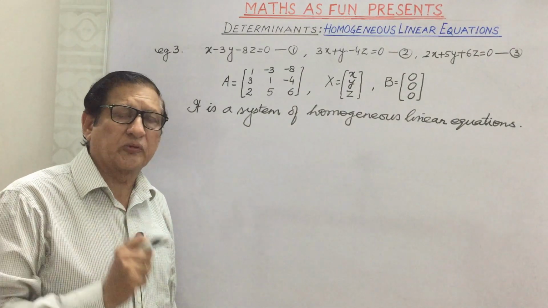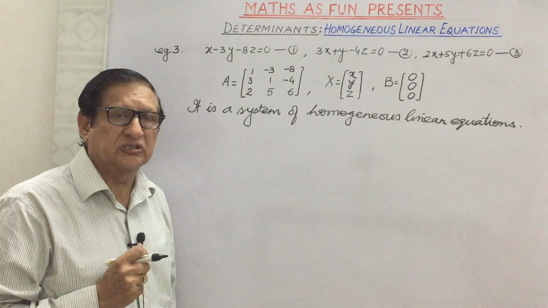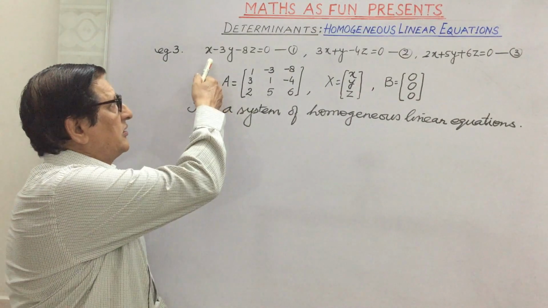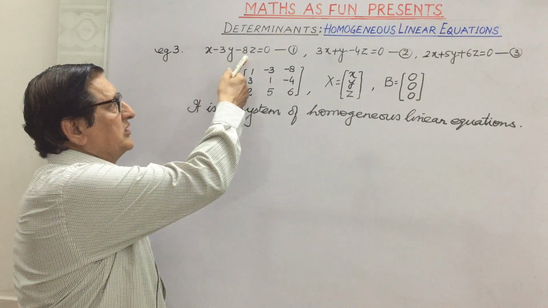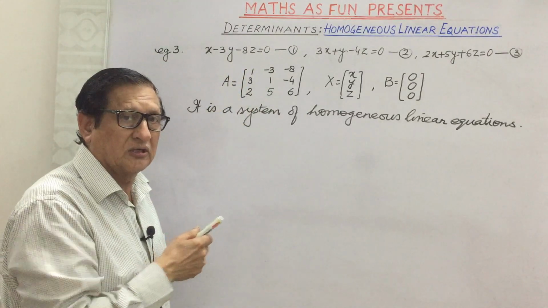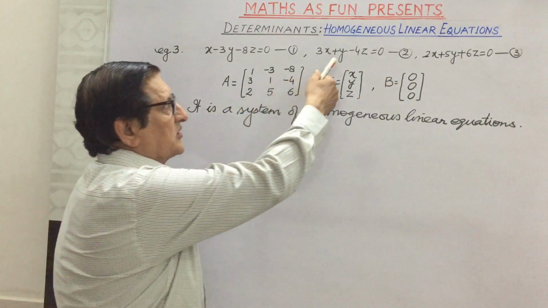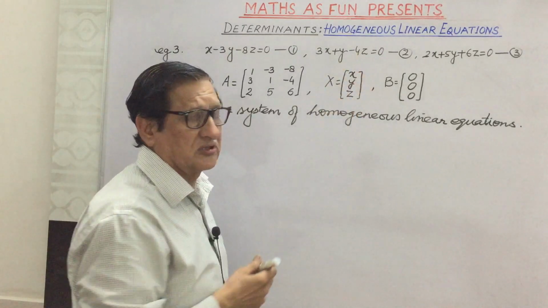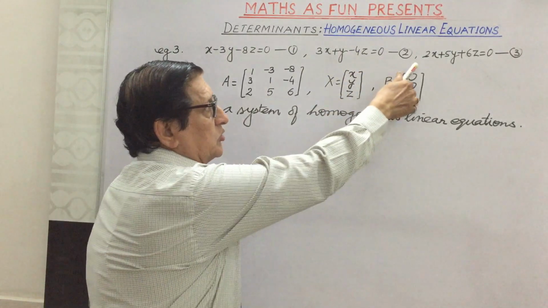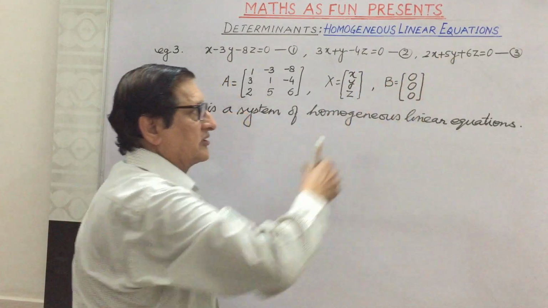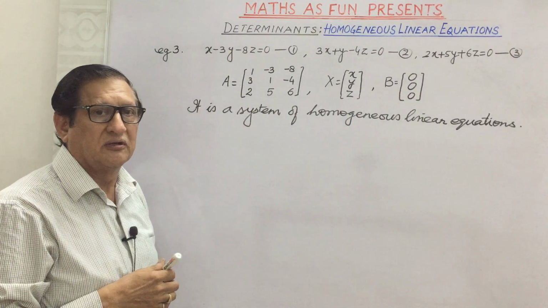We discuss one more problem on the homogeneous linear equations, and the equations here are x minus 3y minus 8z equal to 0 is the first equation. 3x plus y minus 4z equal to 0 is the second equation, and 2x plus 5y plus 6z equal to 0 is the third equation.